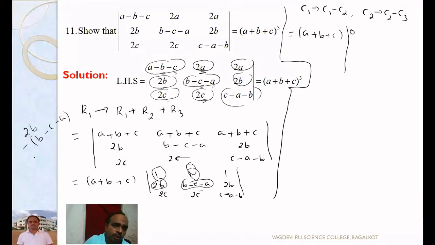So what is the 2b? 2b. Next, minus into plus b is minus b. So what is 2b minus b? 2b minus b is plus b. Remember, plus b we have got. And what is minus into minus c? Plus c. Minus into minus a is plus a. So plus c plus a, and 2b minus b is also plus b. So totally b plus c plus a, which is the same as a plus b plus c.